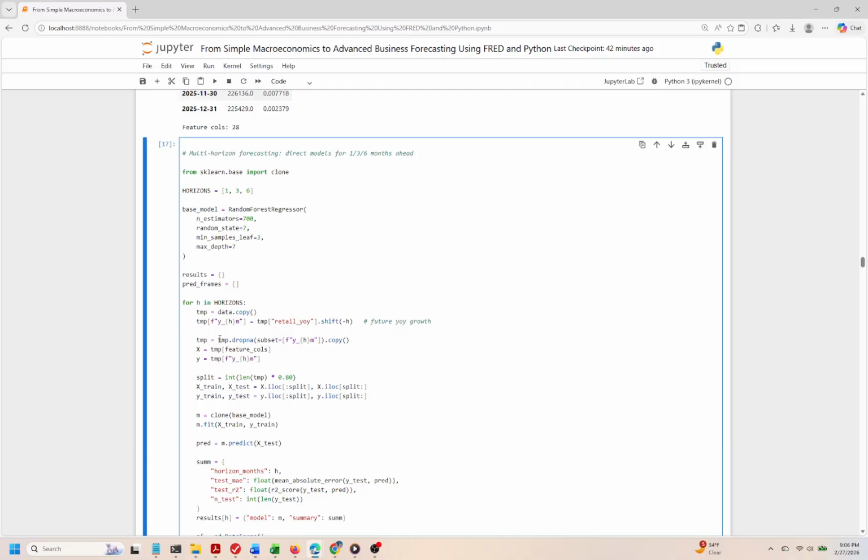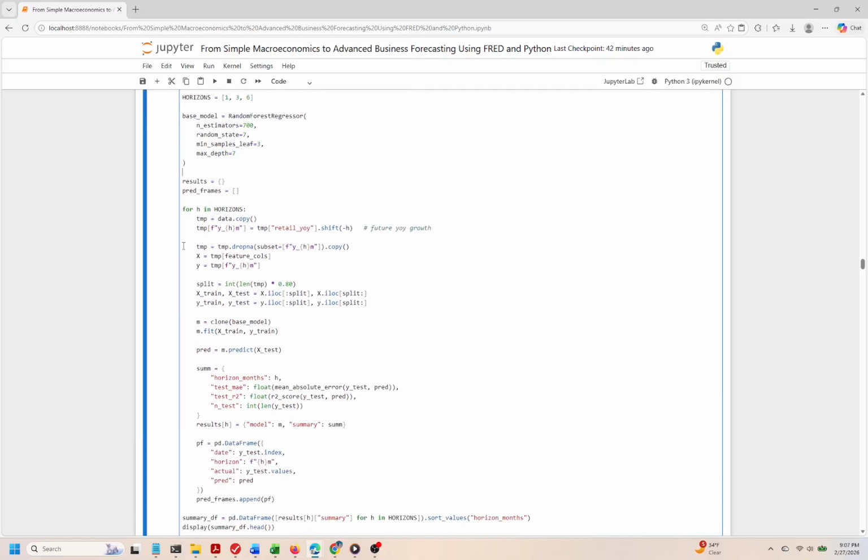Here, we apply a standard data splitting technique to partition our data into training and testing sets, with the first 80% dedicated to training. This ensures that our model learns effectively before we test its performance on unseen data. We then clone our base model, a random forest regressor configured with specific parameters that govern its learning behavior, such as the number of trees and the depth of each tree. After fitting the model to our training data, we use it to make predictions on the test set.